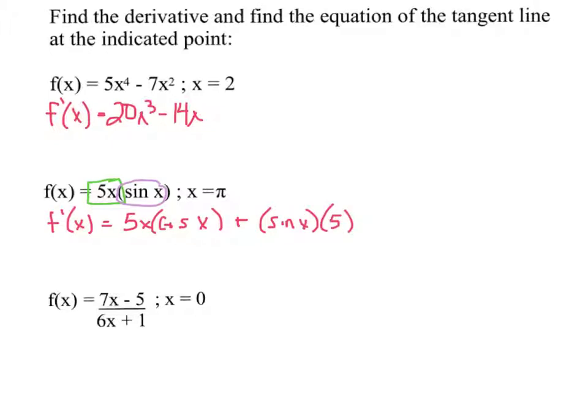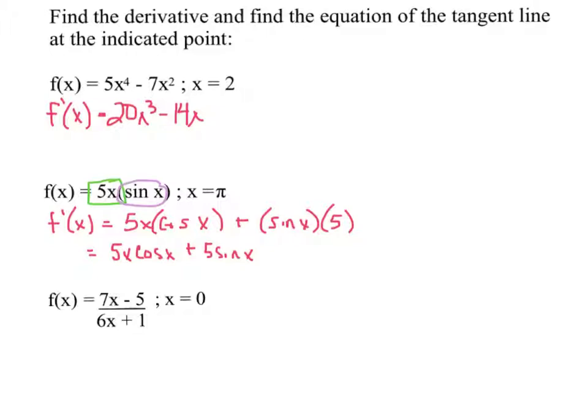And usually we like to have the numbers go first and the trig stuff go second, so I'm going to just write this as 5x cosine x plus 5 sine x. So the product rule, just remember it's always the first times the derivative of the second plus the second times derivative of the first. First d last plus last d first. Alright.